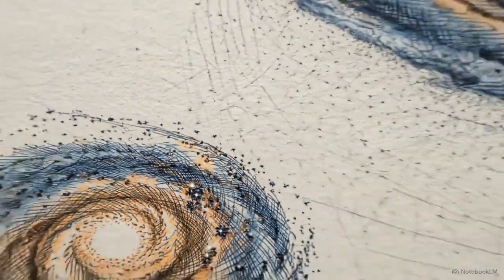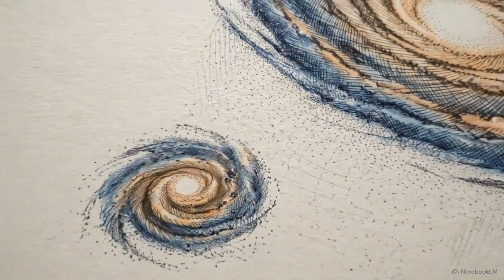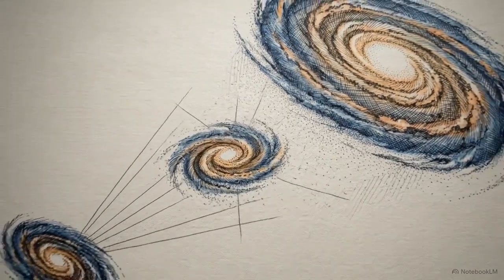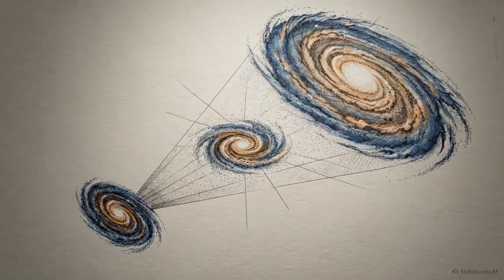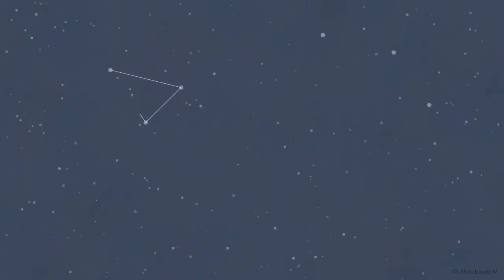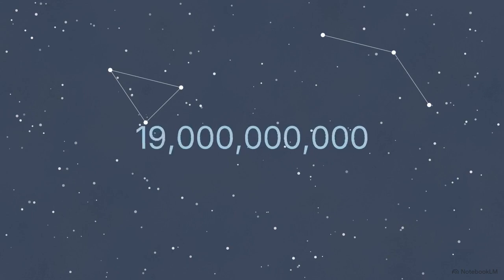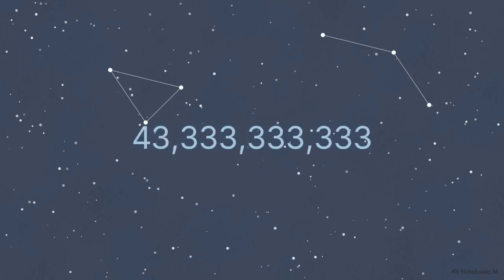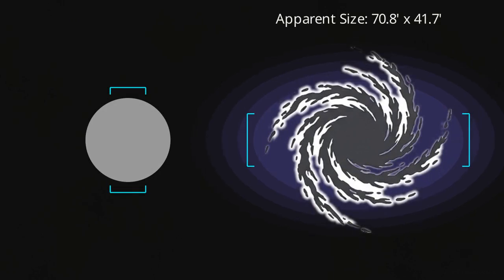Scaling out from the Milky Way, the local group is defined by three major gravitationally bound galaxies: the Milky Way, Andromeda, and the Triangulum Galaxy. Triangulum, or M33, sits 2.73 million light-years from Earth and contains a total mass of roughly 40 billion stars. This diagram scales M33's apparent angular size of 70.8 by 41.7 arcminutes directly against a standard full moon. From Earth's perspective, the galaxy is over twice as wide.